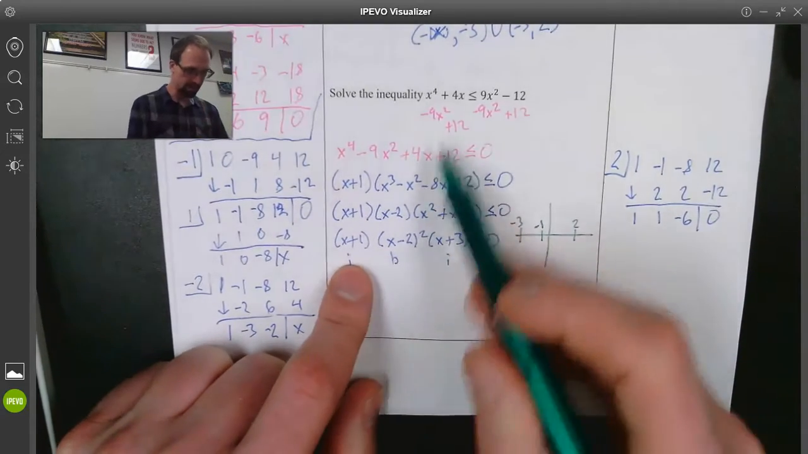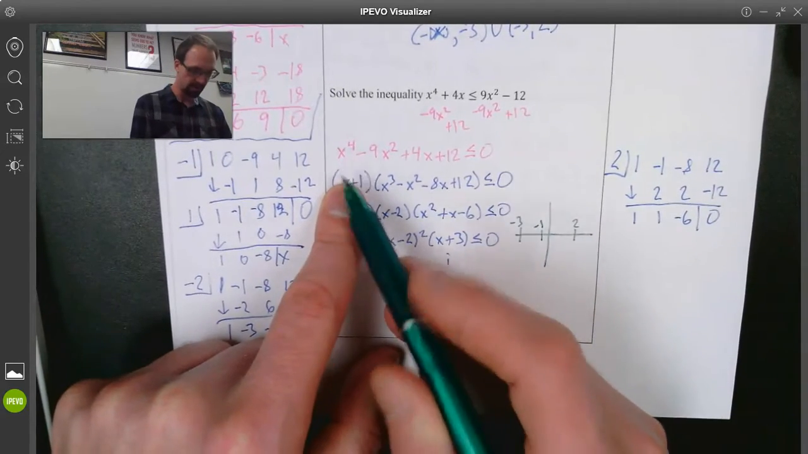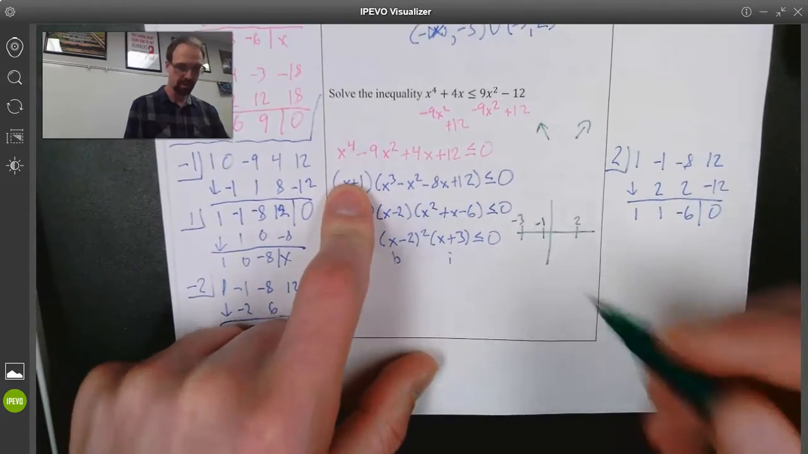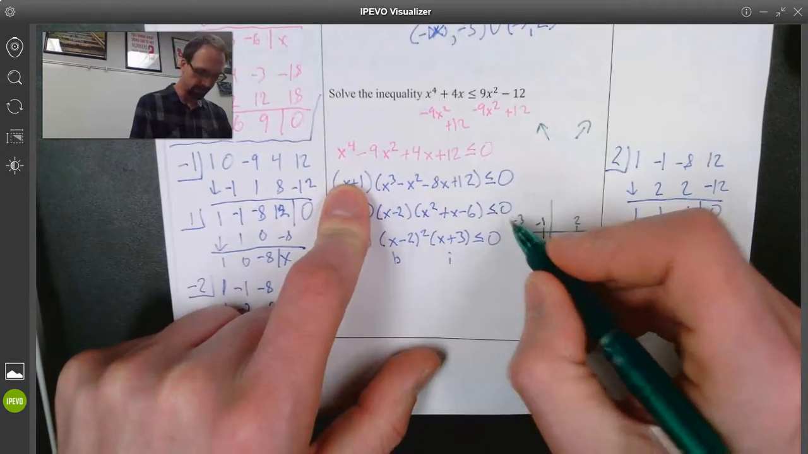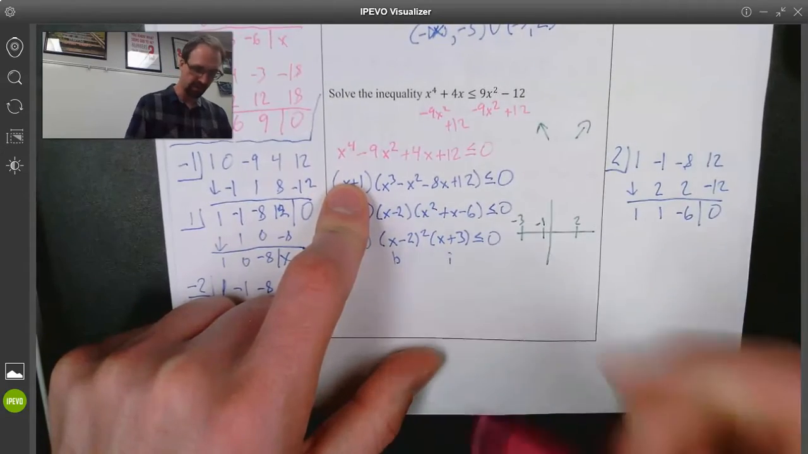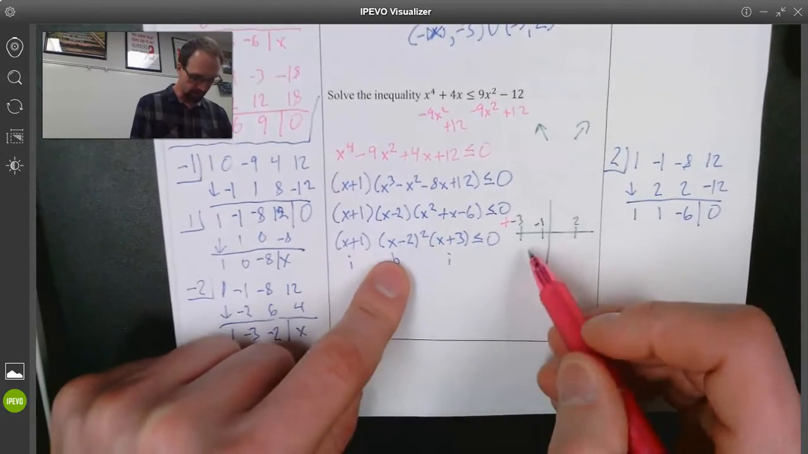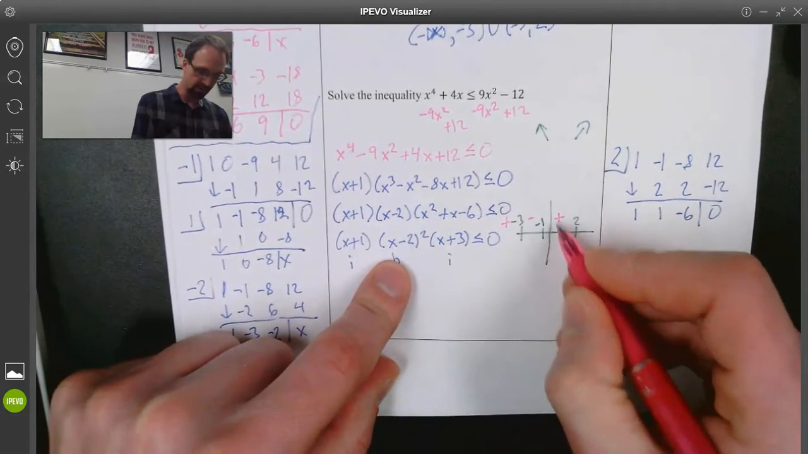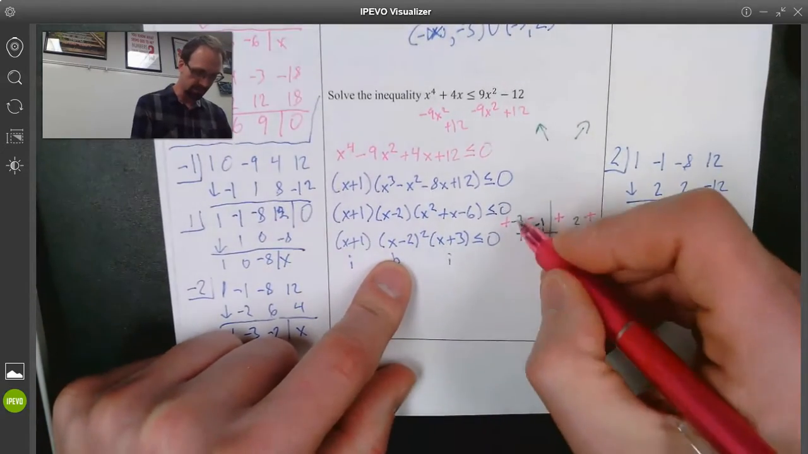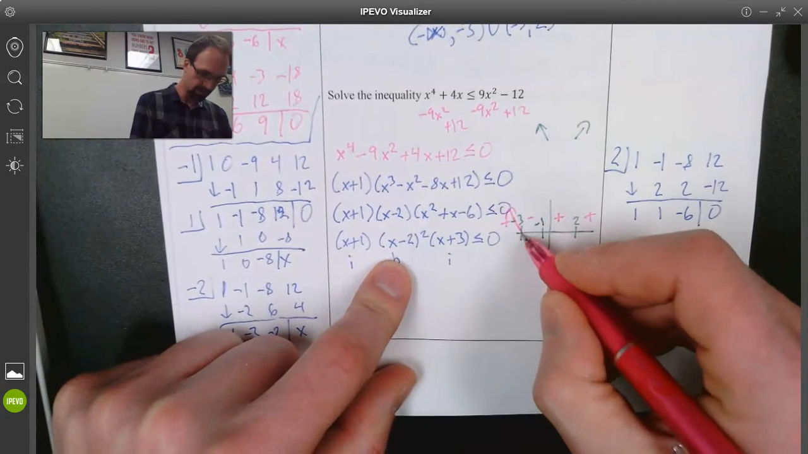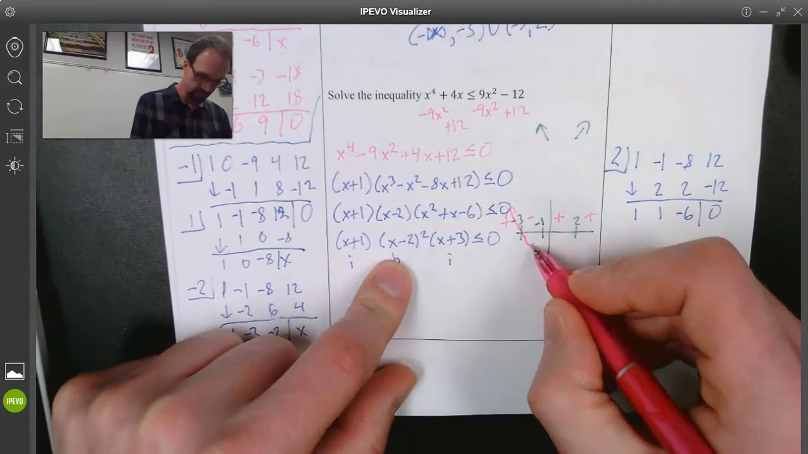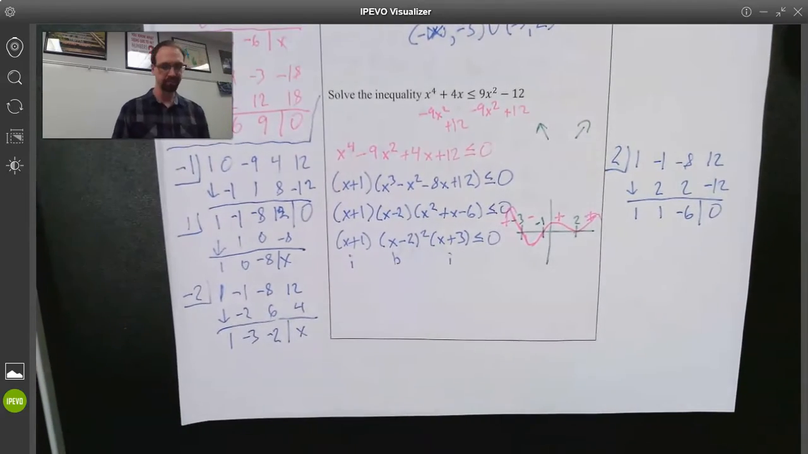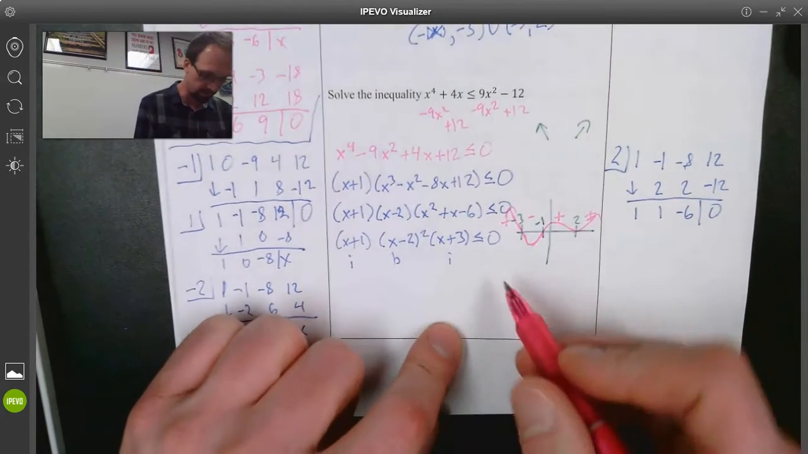And then this is an even degree with a positive leading coefficient, so I know it's going to open up and up here. So I'm going to start out with positive values. We intersect here, so that's going to change the sign. That's going to change the sign, and then it bounces here, so that's not going to change the sign. So it's going to do something like this. Something like that.